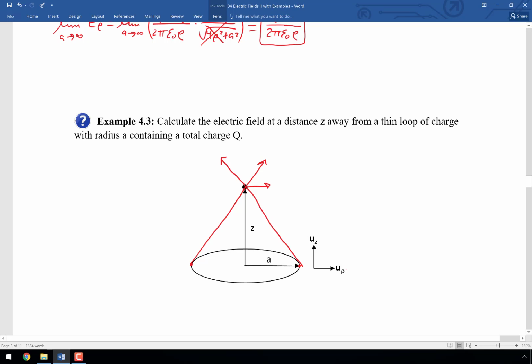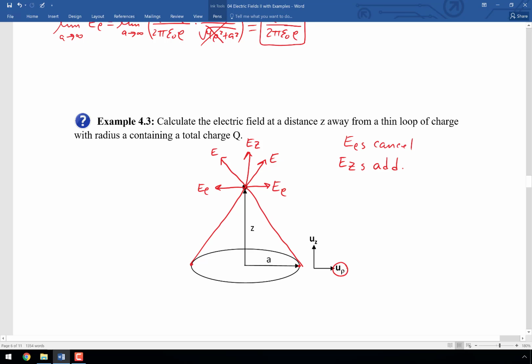the component in the u sub rho direction, so this is E sub rho, and this is E, and this is E sub rho, and this is E. The E sub rho's are going to cancel. So the E sub rho's cancel. But the E sub z's are going to add. So the E sub z's add.